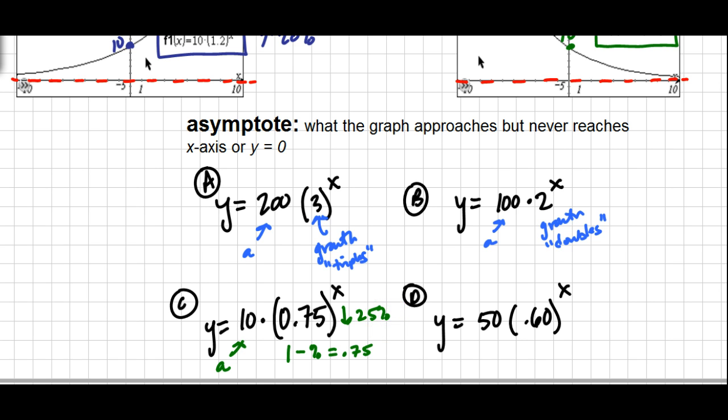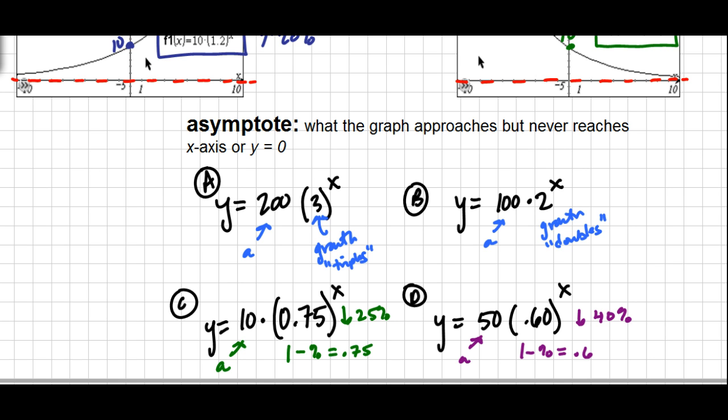Use a similar method to figure out our last one here for D. The A value is a 50, and then 1 minus some percent gives us the 0.6 for our B value. It's a number less than 1, so it's got to be a decay, so it would be going down from left to right if we graphed it. A dollar minus what is 60 cents? That has to be going down 40%, or 0.4.